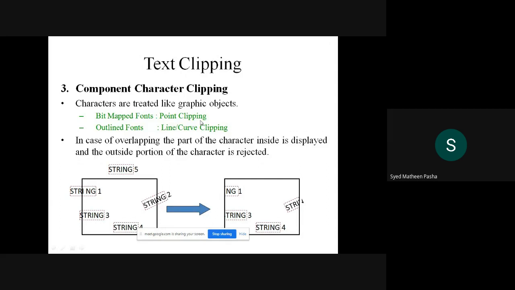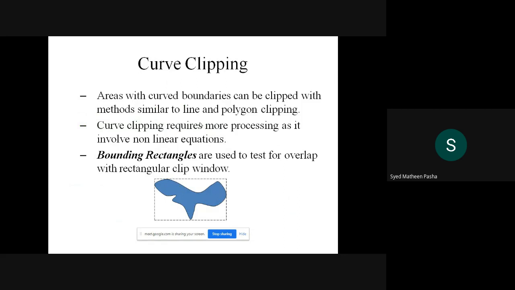With respect to your syllabus, if this question is asked, what is text clipping and what are the types of text clipping, those are three types you need to remember and write down the answer for it. Similarly, we have curve clipping. What is curve clipping? Whatever I told you in one of the examples in previous clipping, that is a circle. Such kinds of curves, which are unwanted, can be eliminated. That is nothing but curve clipping.